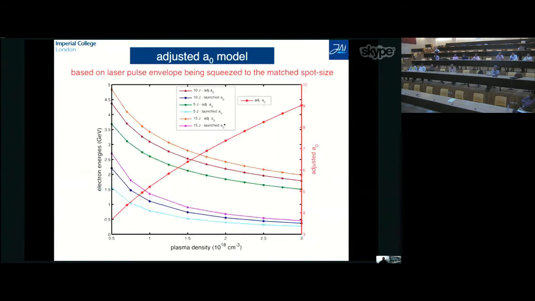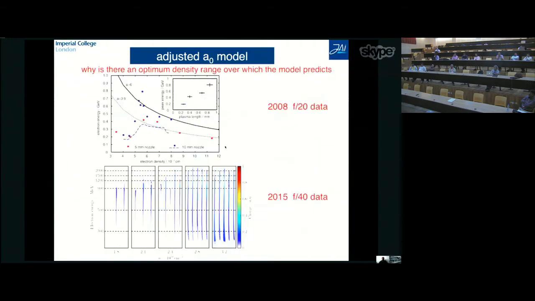And then if you plot the results of equation 2, we see that with 10 joules, at sort of 10 to the 18th, you would expect 0.6 GeV, which is a 600 MeV beam. But with the adjusted A0 model, you're able to get to 2.2 GeV in this case. This is just a plot to show you that we have taken the A0, which is originally 1.9, and the adjusted A0 works out to 7.4. So that basically explains it.